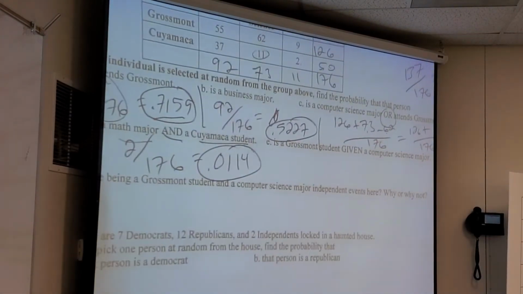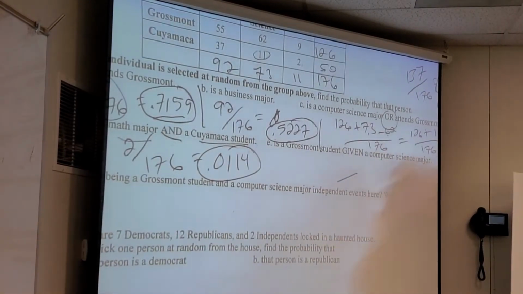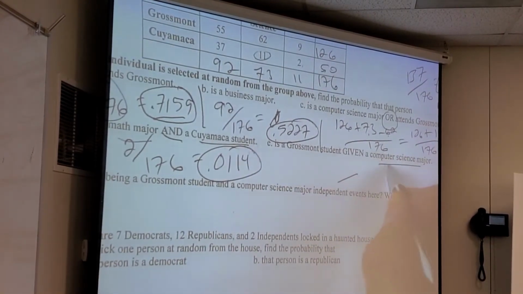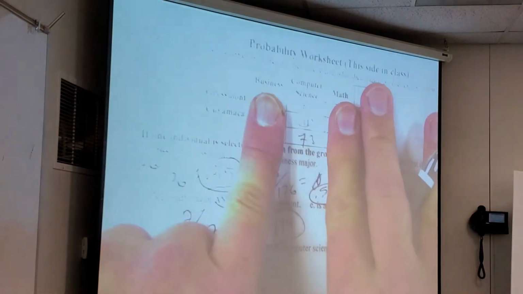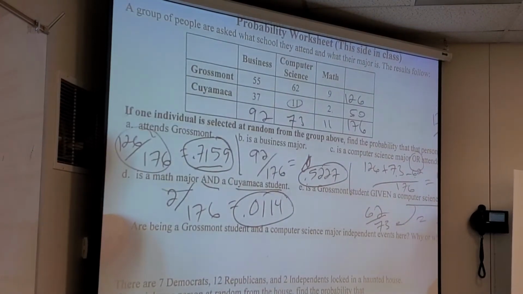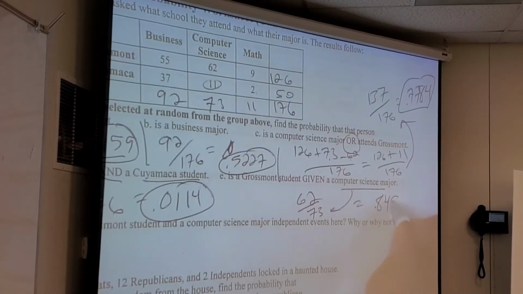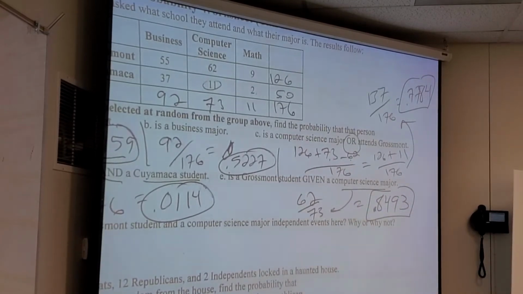All right, here's finally the only one where the bottom changes. What will the bottom become now? 73. Yeah, because it's given computer science major. And out of those, how many are Grossmont students? 62. So that is now 0.8493.